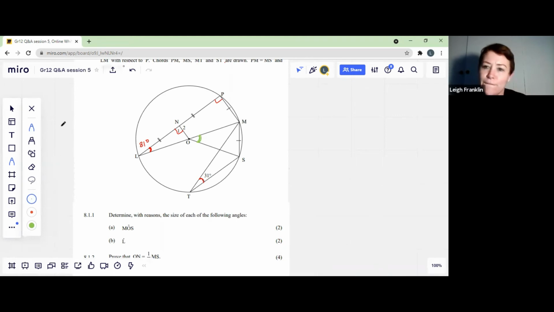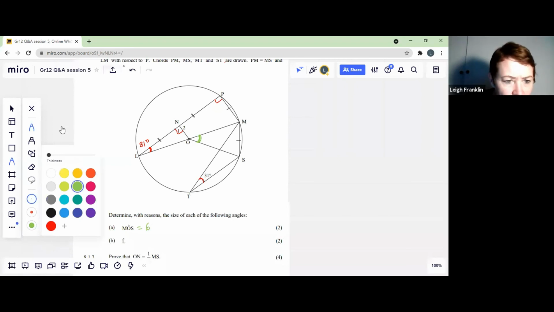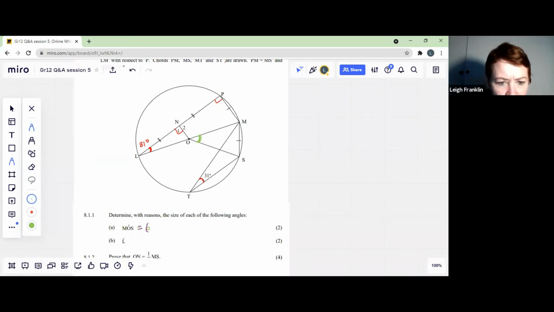It's double 31. It is, indeed it is. Okay, so in other words, MOS is the angle at the center. And here at angle T, this is the angle at the circle. So the angle at the center is twice the angle at the circumference. Good, well done. So that means that MOS is 62. I actually don't think that's a very nice color to write with, I beg your pardon. MOS is equal to 62. And our reason: angle at center equals 2 times angle at circumference.